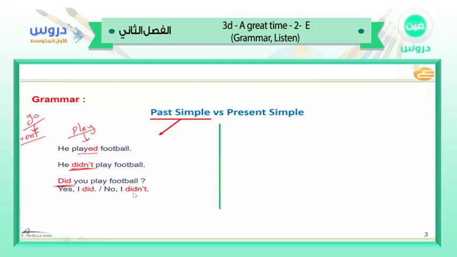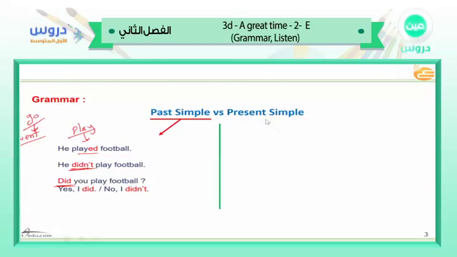Okay, everyone? And the last thing that you have to keep in your mind: played is used with the affirmative sentence. But with the negative sentence, no ed, no past form, play. Also with questions, no ed, no past form, play. Played, play, play, because we already used did. So we have did, and we don't need to add ed.